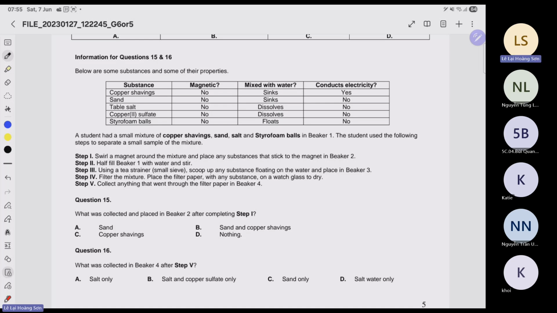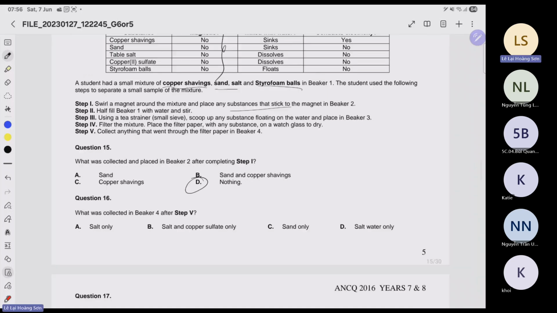All right, beaker 2 is for something that can be attracted to the magnet, right? Magnetic is whether you can be attracted to a magnet or not. All the things that we have, copper shavings, sand, salt, styrofoam ball, they are not magnetic at all. So nothing will go to beaker 2 because they cannot stick to the magnet. So nothing. All right. Question 17.